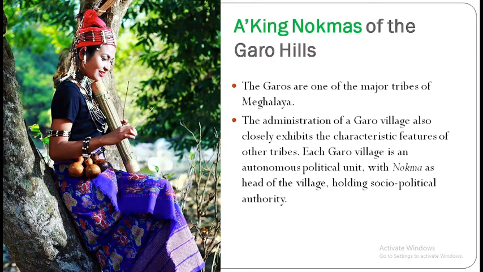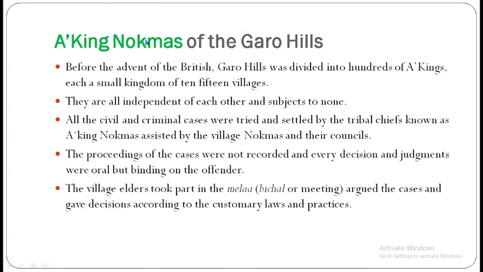Now, the Garos, like the other tribes, have their own traditional administrative system. In it, the village is an autonomous political unit with the Nokma as head of the village or chief of the village, holding socio-political authority. Before the advent of the British, Garo Hills was divided into hundreds of kingdoms, each a small kingdom of 10-15 villages. In other words, before the British came to North East India, the Garo country was divided into so many kingdoms, having about 10-15 villages. Each of these kingdoms was headed by a chief or a king called King Nokma.